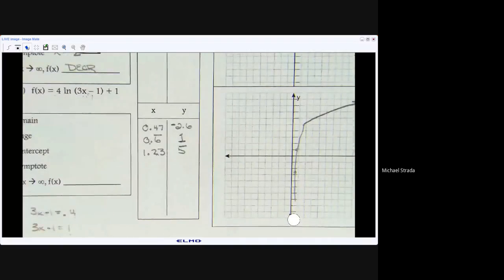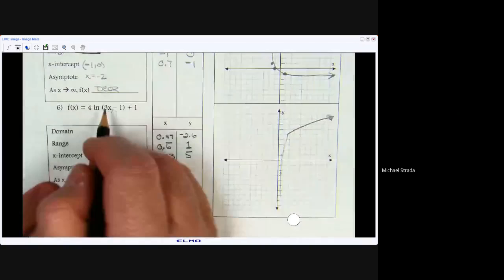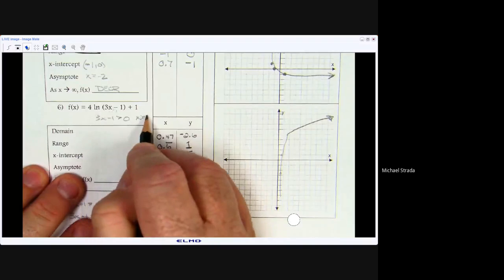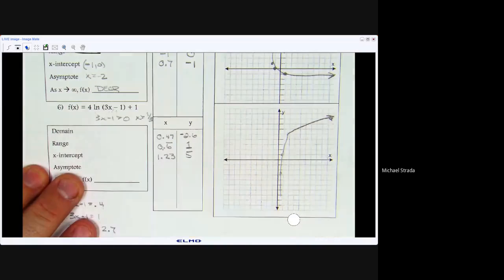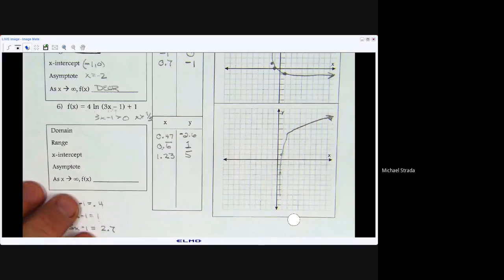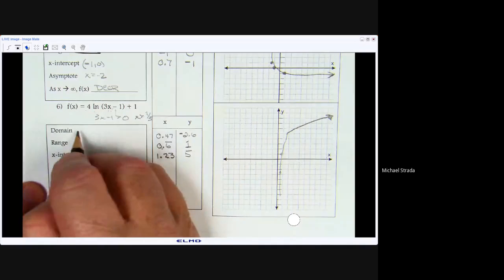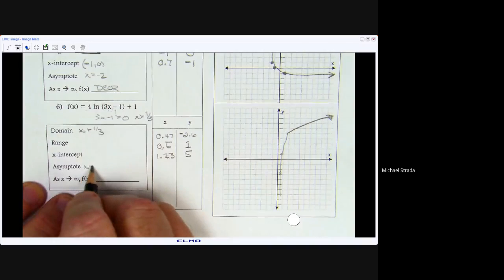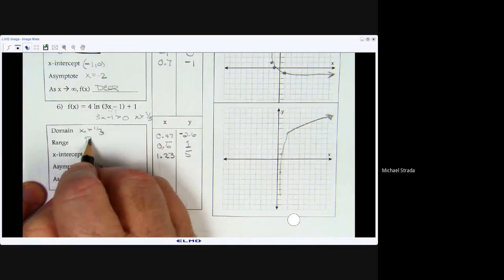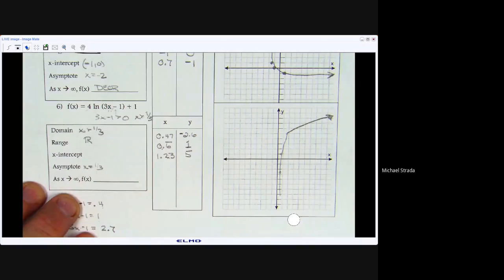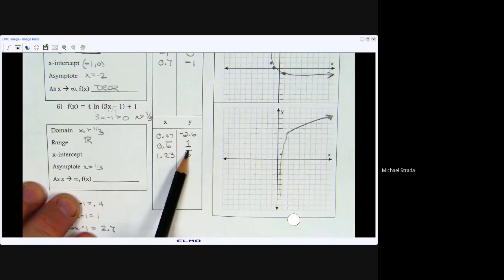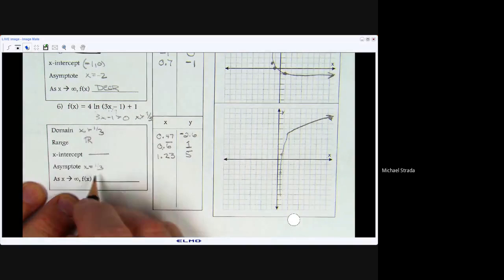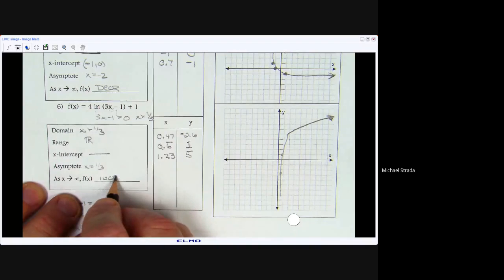To get the domain, the exercise we worked on before, we said 3x minus 1 greater than 0. When we solve it, x is greater than 1/3. The domain, x is greater than 1/3. The asymptote, x equals 1/3. Range is all real numbers. Look to see if you have your x-intercept, which you do not, so you can omit it. And it's going up since that's positive, so that is increasing.